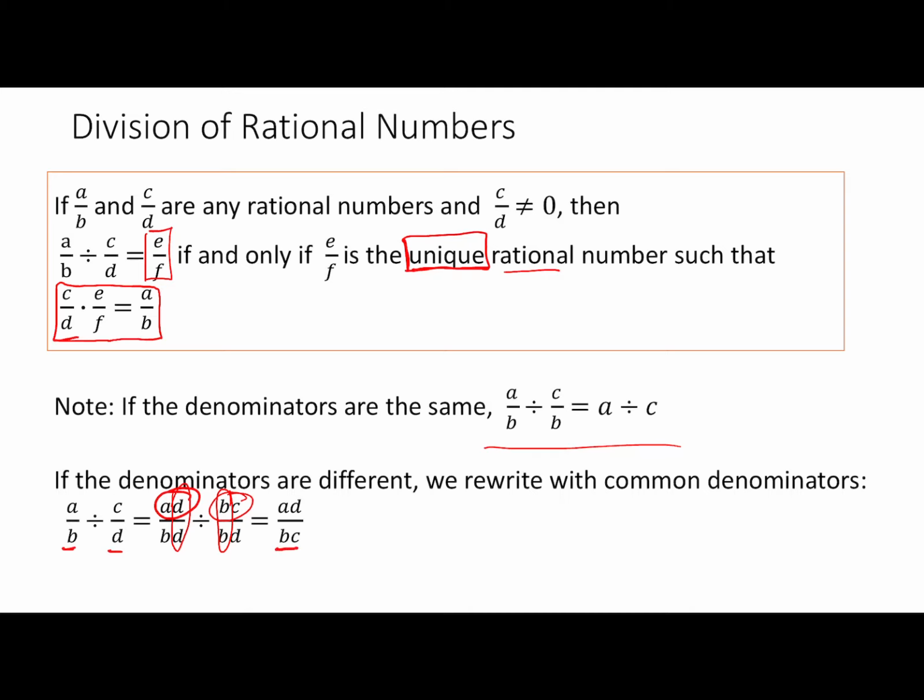All right, now when you're doing this with your students, they eventually recognize that a over b divided by c over d is equal to a over b times d over c. So we multiply by the reciprocal of the number we're dividing by. Okay, so that's where that comes from.